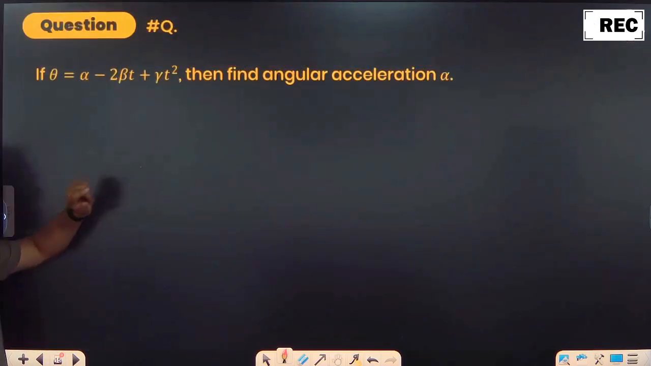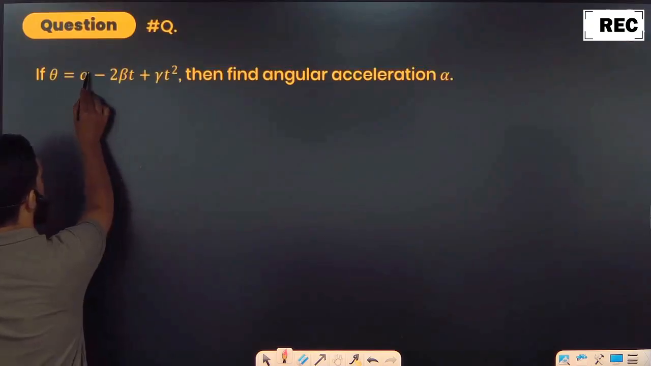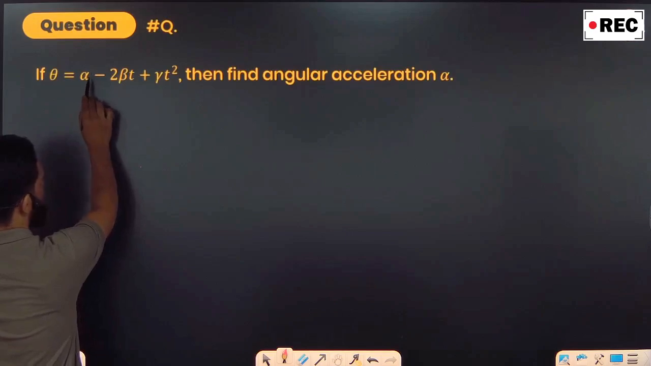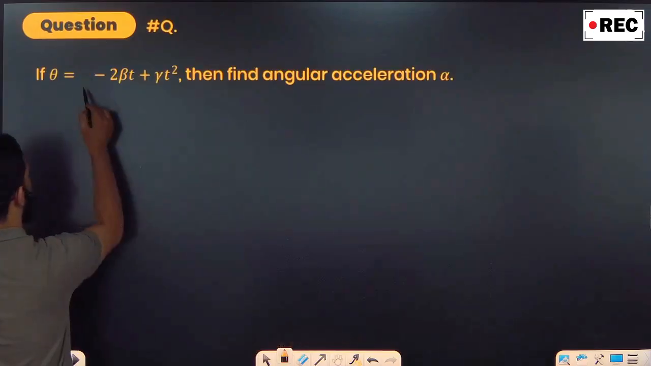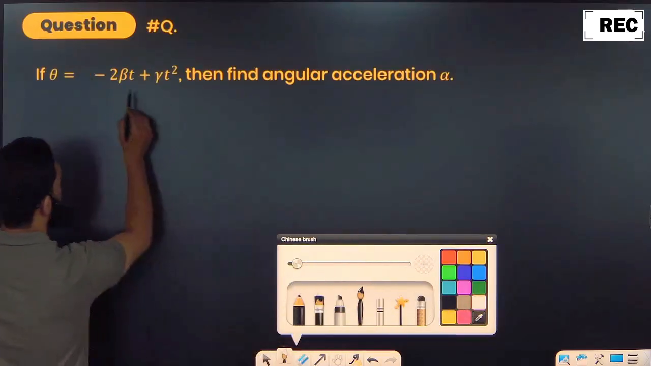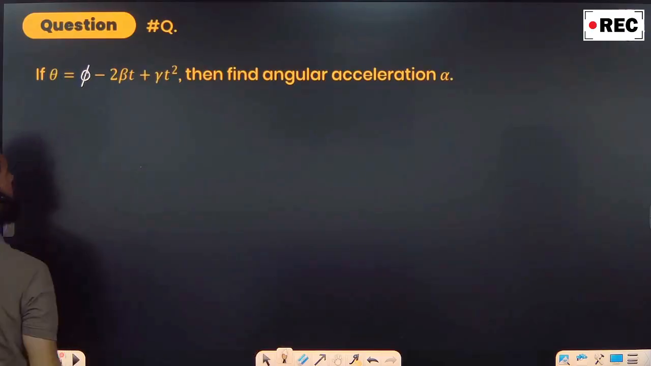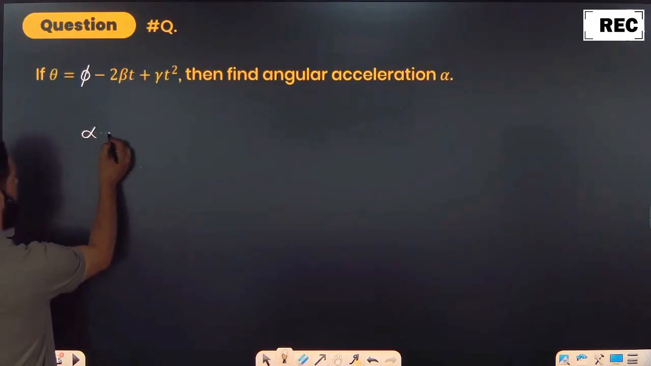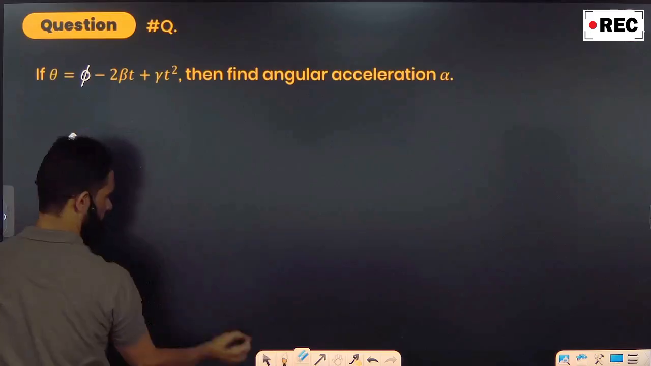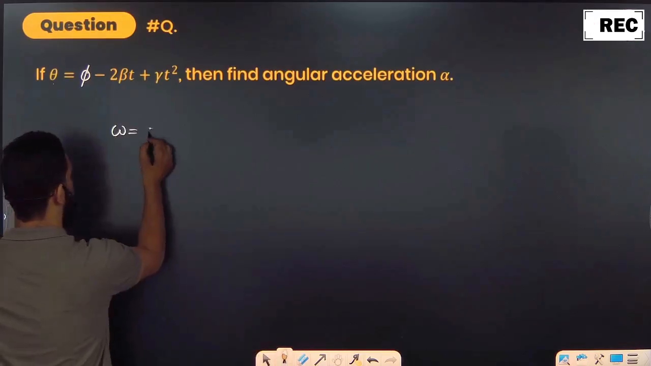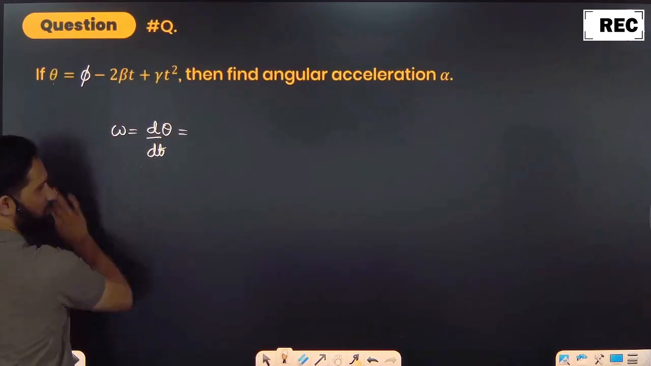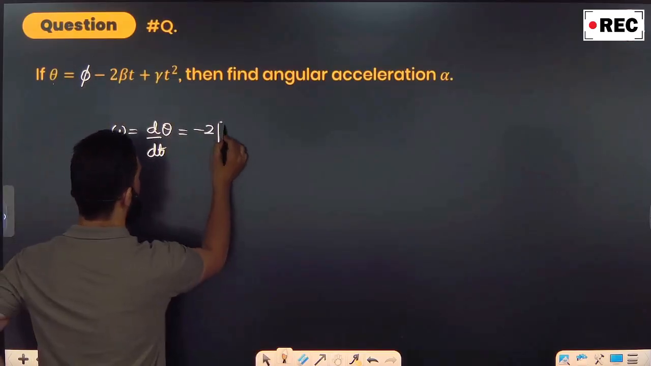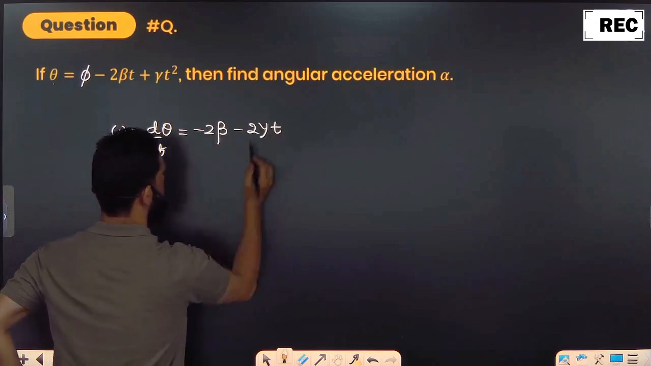Theta is this, find the angular acceleration. See, this is not angular acceleration alpha, it is simply some symbol here. Let me not write it as alpha, let it be phi. So tell me how much is alpha? First you will differentiate theta to get omega. d by dt of theta: phi is constant, its differentiation will become 0. Minus 2 beta plus 2 gamma t.